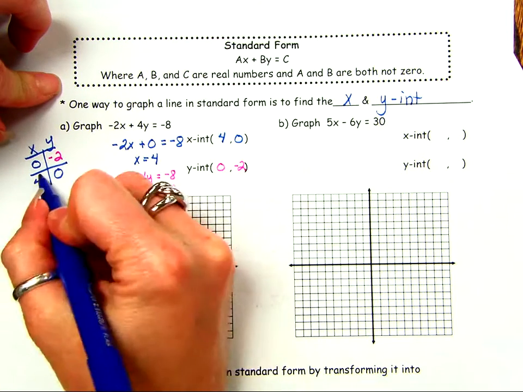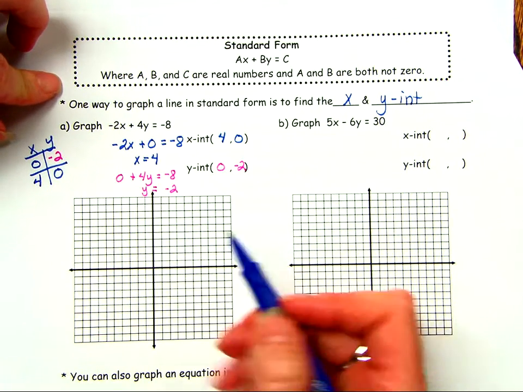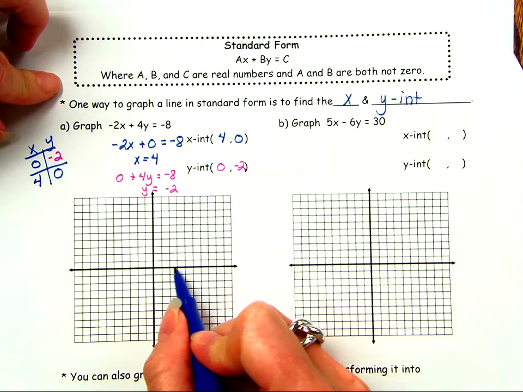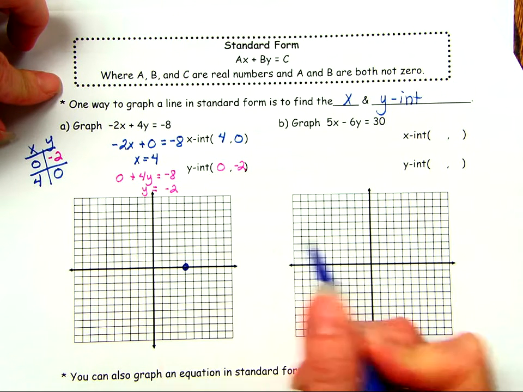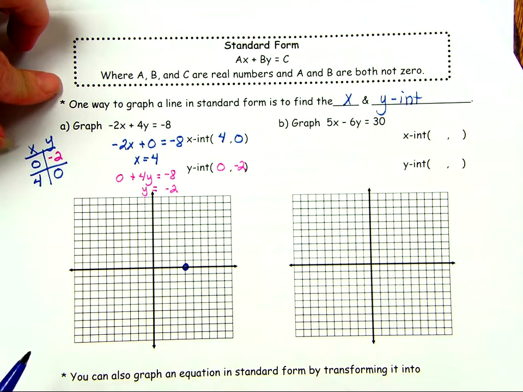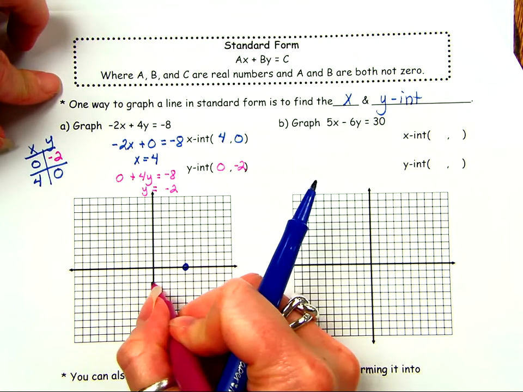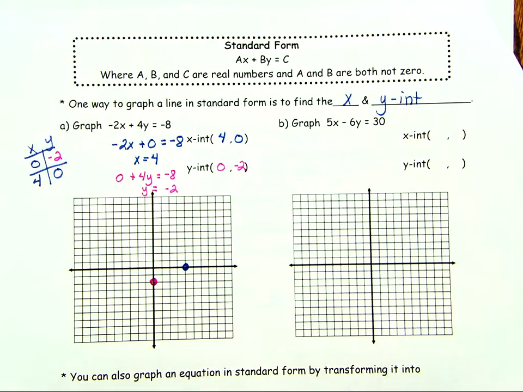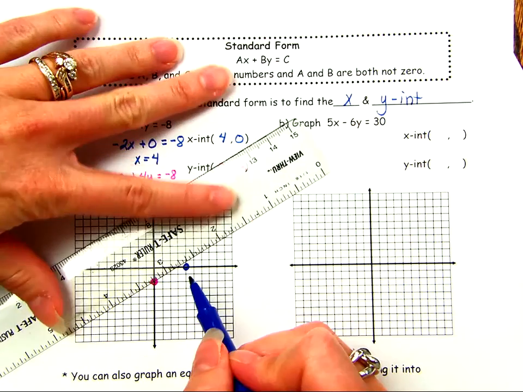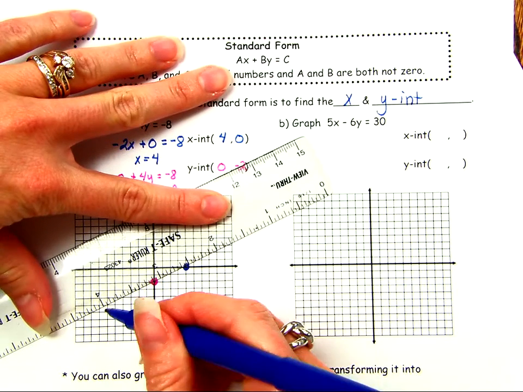Now I can go ahead and plot those points. Using my intercepts, I am only going to have 2 points, my x-intercept at 4 and my y-intercept at negative 2. Once I have those, I'm going to take my straight edge and connect.